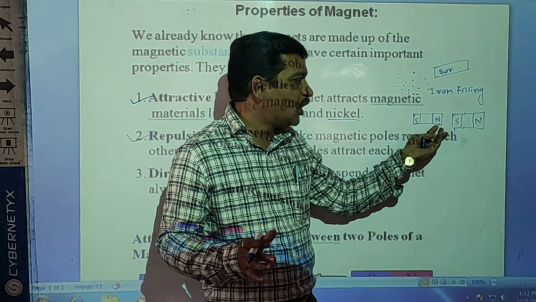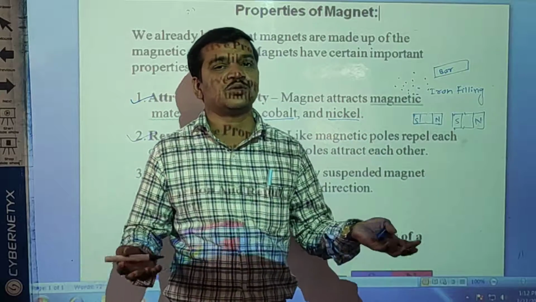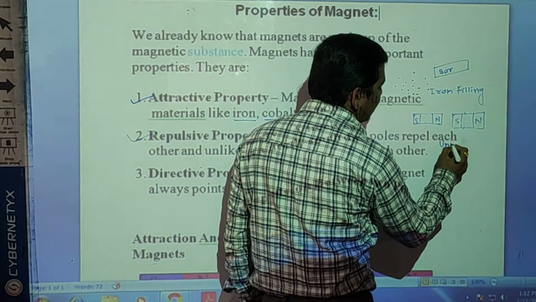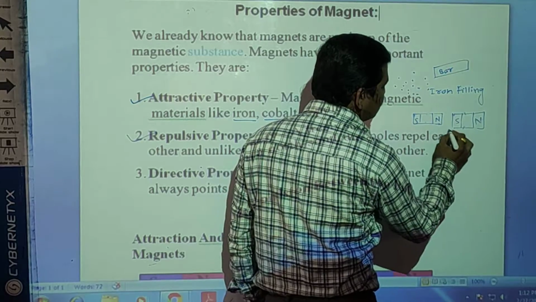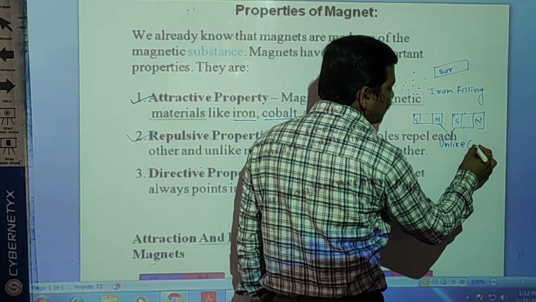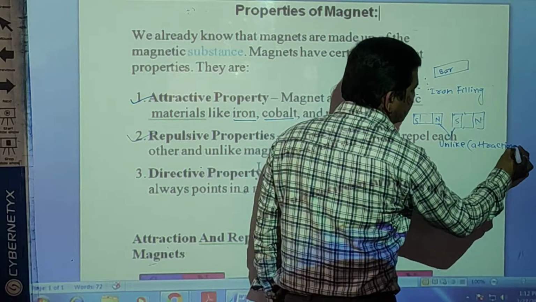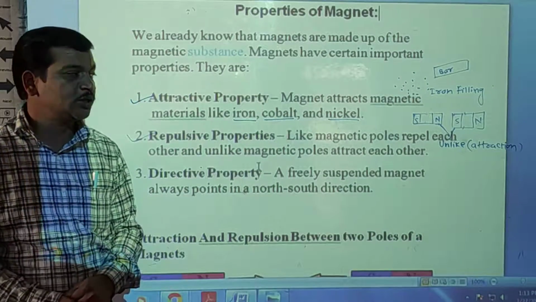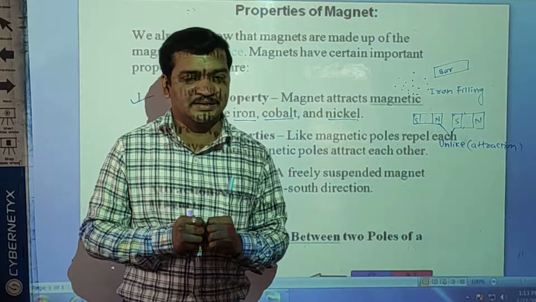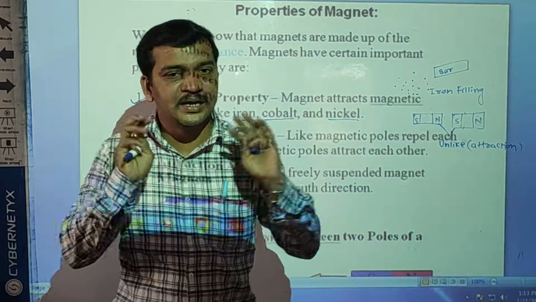One is north facing towards the south. So there will be two different poles, which are called unlike poles. They are not the same. They are unlike. So these two unlike poles have which type of force? Attraction. They attract each other. So whenever unlike poles are there, there will be a force of attraction, and whenever like poles of two magnets are there, there will be a repulsion.